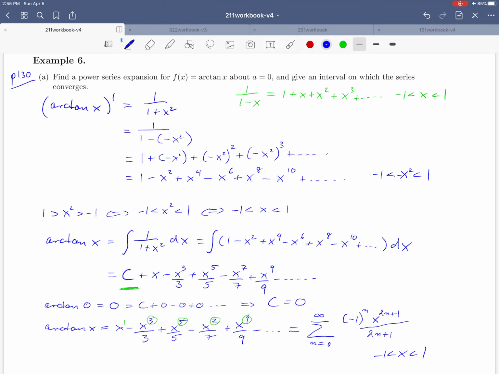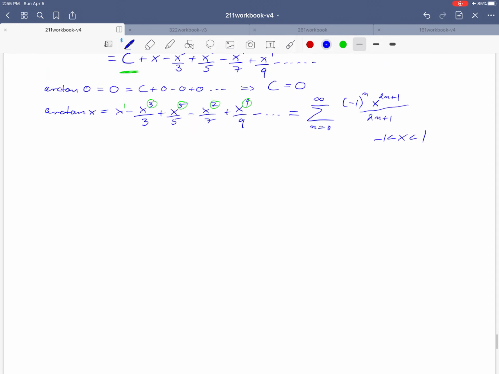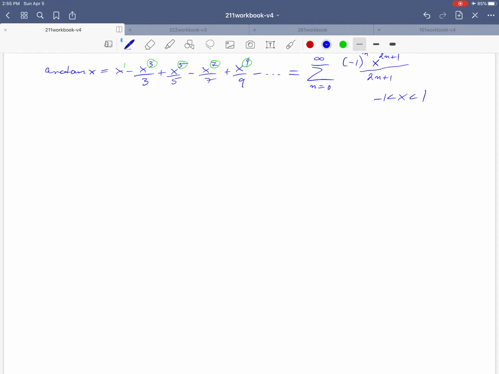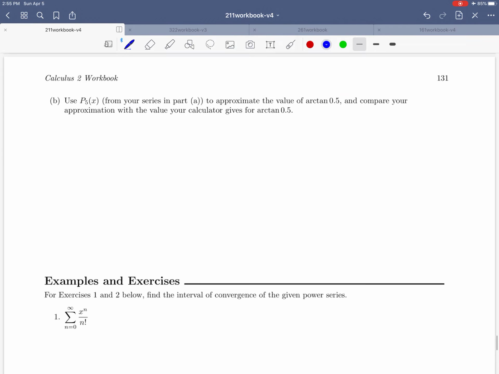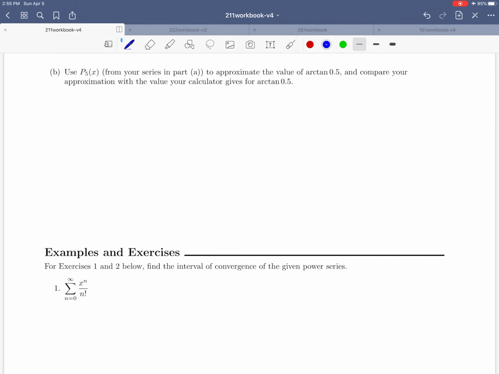Okay, this problem also has a part B. Let's move on to part B. Actually, we have to write the series down again. New page. So part B says use P5, so the 5th degree polynomial from the series that we just expanded, to approximate the value of the arctangent of 0.5, and compare your approximation with the value your calculator gives for arctangent of 0.5. Okay. Let's write down P5 of x.